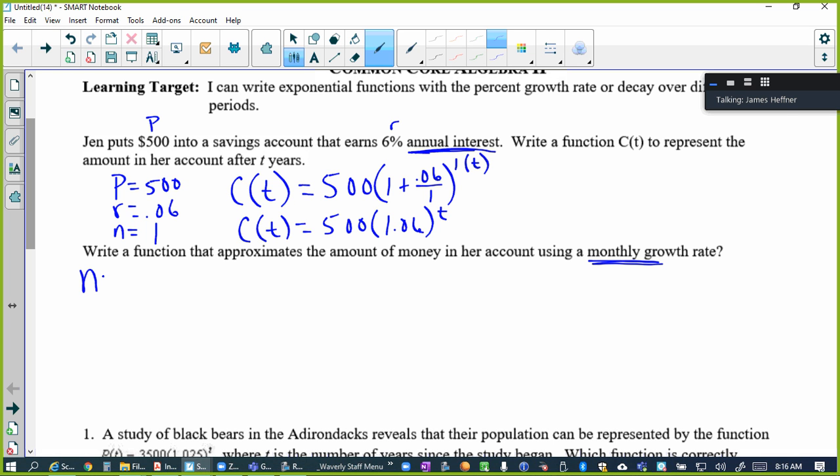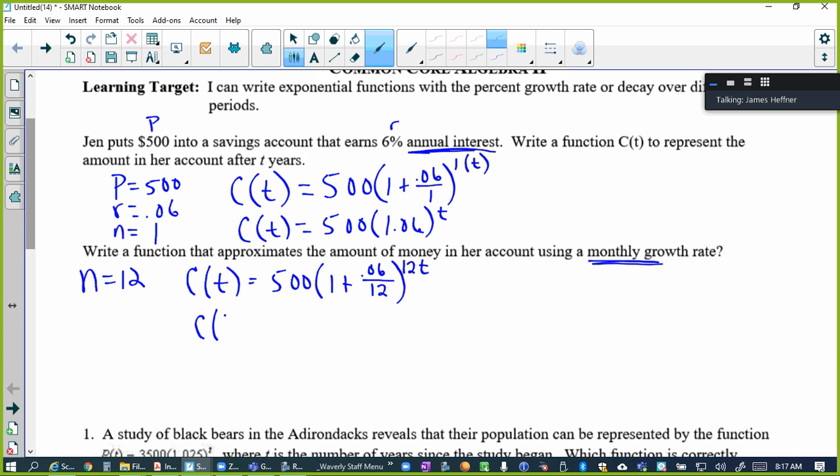12. So n equals 12, right? So it'll adjust our formula a little bit. C of t is still going to be 500 times 1 plus 0.06 divided by what? 12. 12 to the what? 12t. Okay? So now we have to calculate the 0.06 divided by 12 to simplify this.